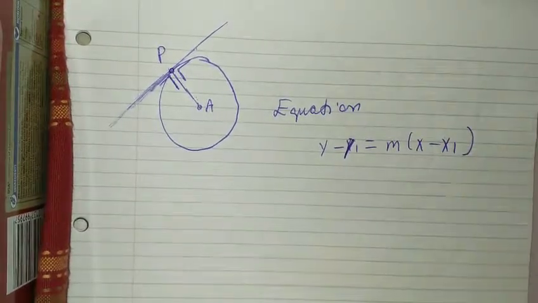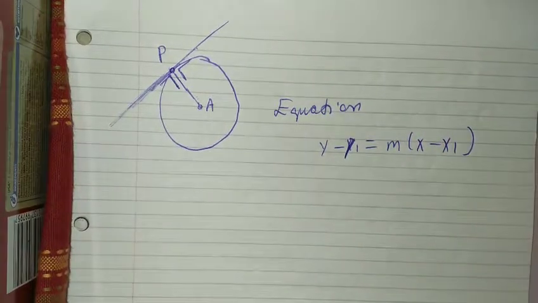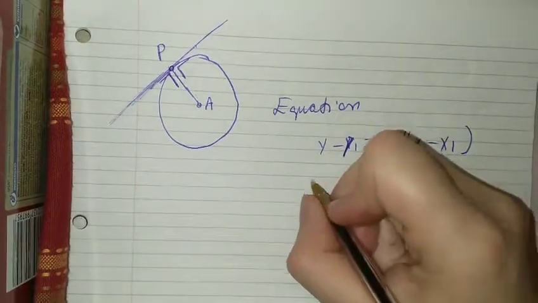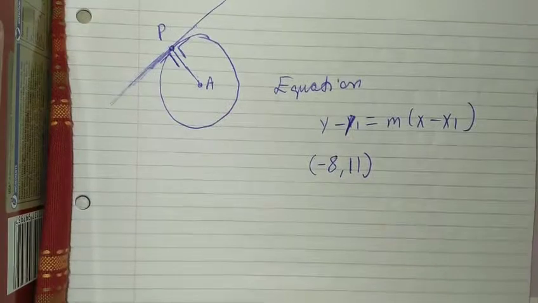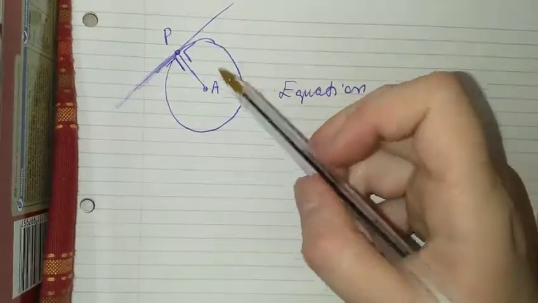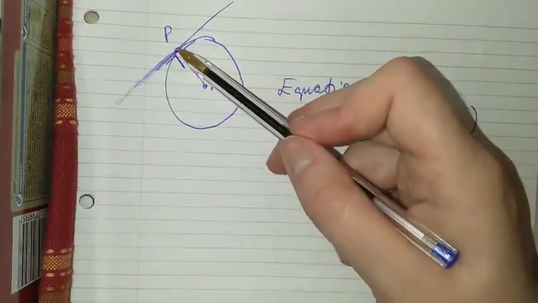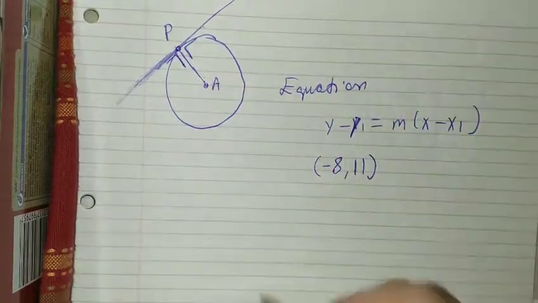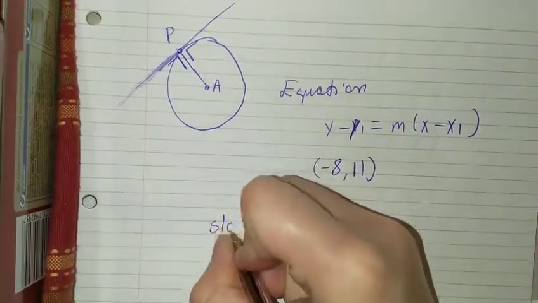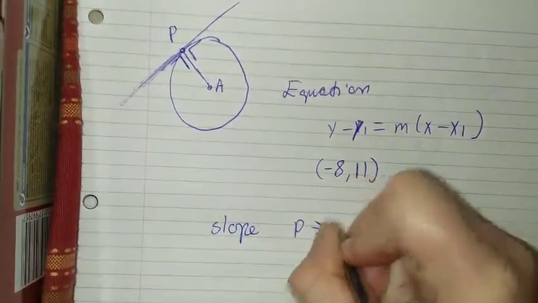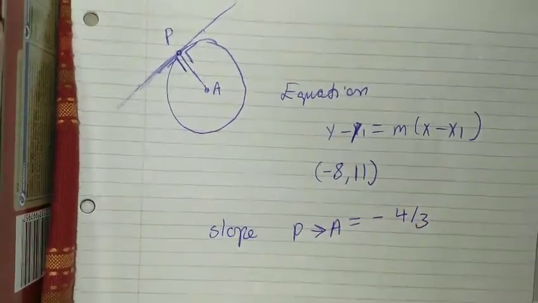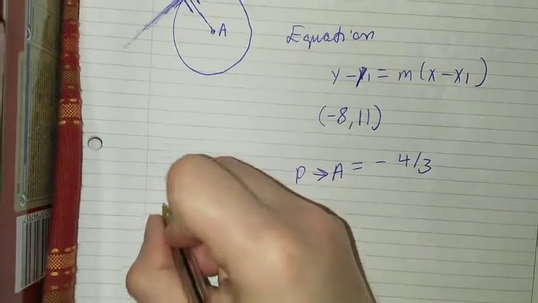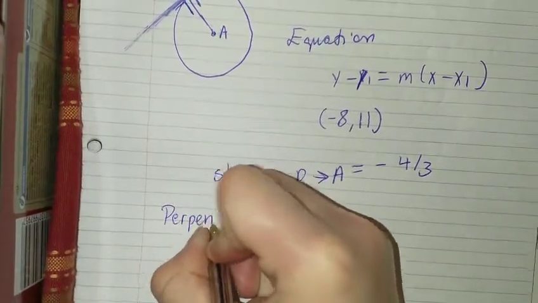So I just need a point, and I know my point is P because they told me it goes through P. So I have -8, 11. But to get my slope, my tangent is going to be perpendicular to the line from the point of tangency, which is P, to the center. So the slope from P to A, I already worked out, was -4/3. So to get perpendicular slopes, they multiply to give -1.